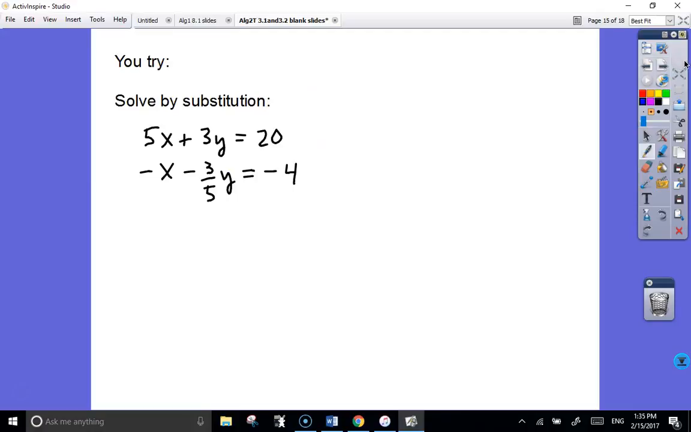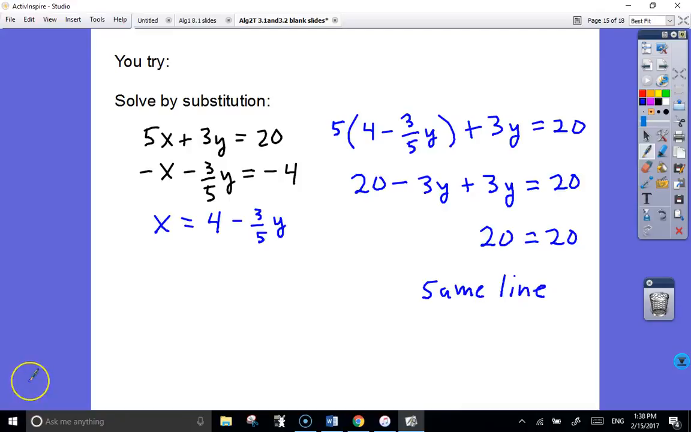So try that one. Same line. So which one did you solve? I solved for the x value in the first equation. Okay, so what did you get? X equals negative y plus 5. Plus 5, plus 4. 20 over 5 is 4.